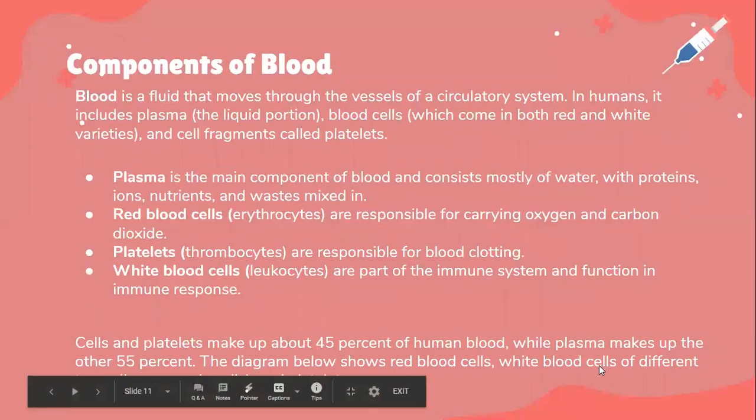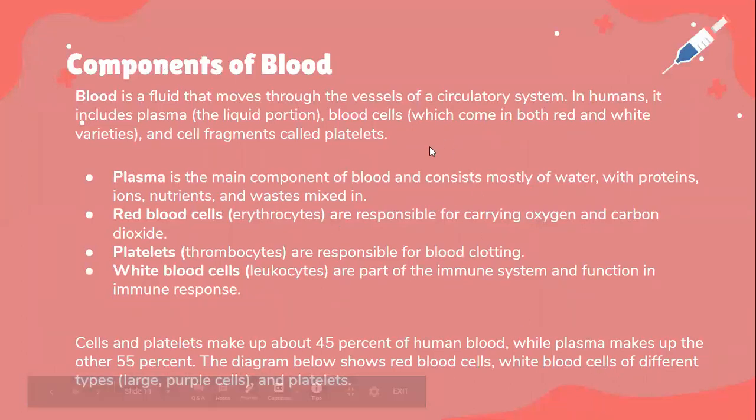So, components of blood. Blood is a fluid, so it has a liquid matrix, and it moves through the vessels of a circulatory system. In humans, it includes plasma, which is basically a liquid portion, blood cells, which come in both red and white varieties, and cell fragments called platelets. So plasma is the main component of blood.